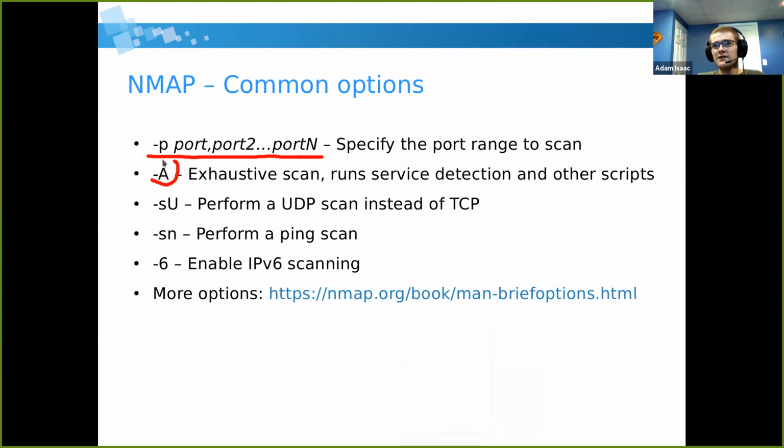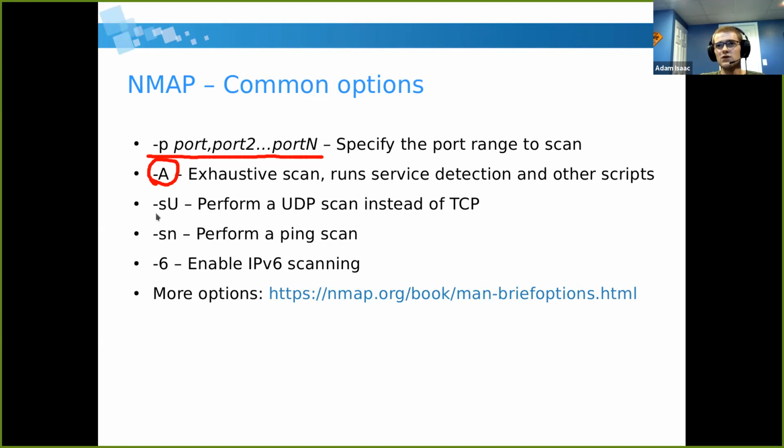The -A flag performs what's called an aggressive scan. That's going to make sure it gathers the maximum amount of information possible against whatever host or subnet you throw it at. Obviously, that's going to be rather loud, so it's going to be rather noticeable. So there's a trade-off there.